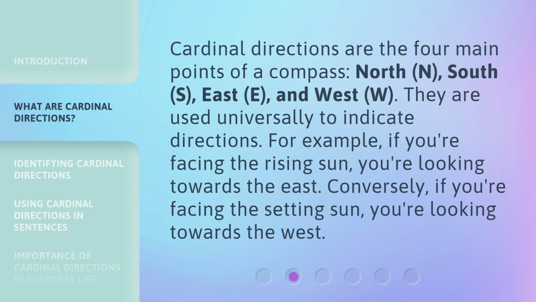Cardinal directions are the four main points of a compass: north (N), south (S), east (E), and west (W). They are used universally to indicate directions. For example, if you're facing the rising sun, you're looking towards the east. Conversely, if you're facing the setting sun, you're looking towards the west.